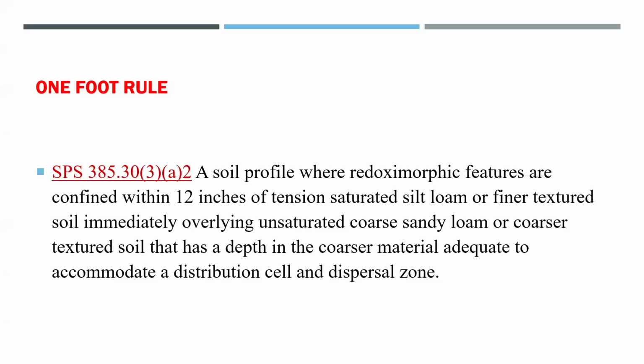So there are a couple rules in the code, the 1 foot, 2 foot rule. It says in 385, a soil profile where redox features are confined within 12 inches of tension saturated silt loam or finer, overlying unsaturated coarse sandy loam or coarser that has a depth and a course material that's adequate to accommodate distribution cell and dispersal zone. And you're like, great, Matt, I didn't understand what you just said.